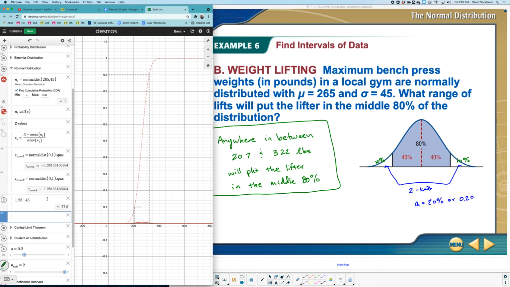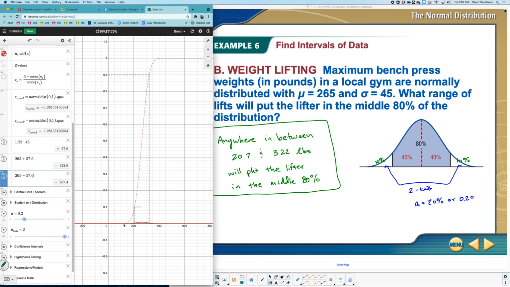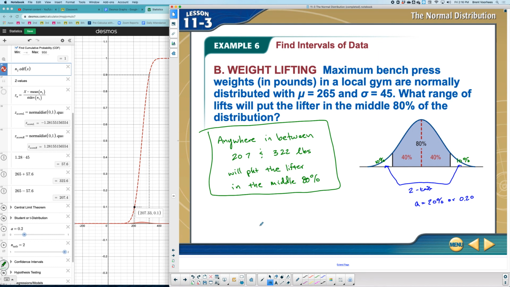So I would take my median, or my mean and median are the same thing on a normal, and I add that 57.6, and see we get 322.6, and then I would do the same thing, but 265 minus 57.6, 207.4, 207.3. You can see how similar they are. Anywhere between 207 and 322 pounds will put the lifter in the middle.